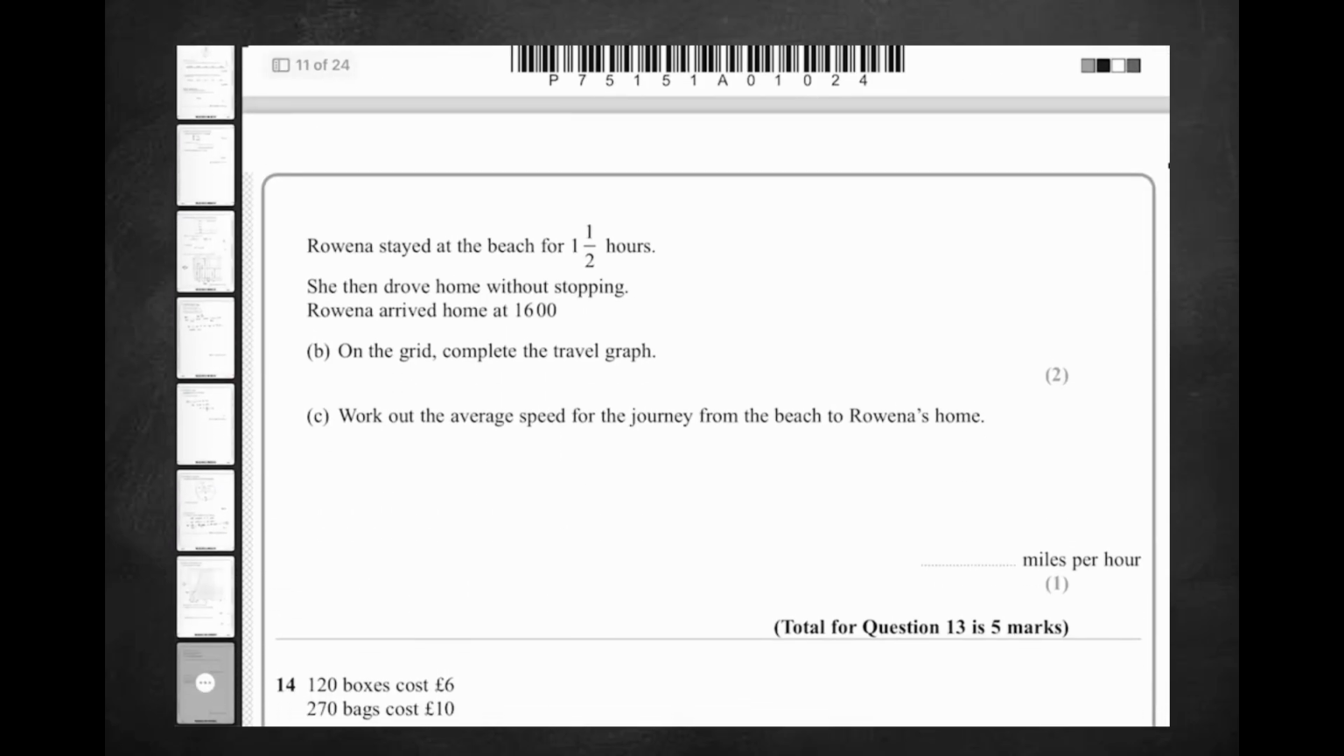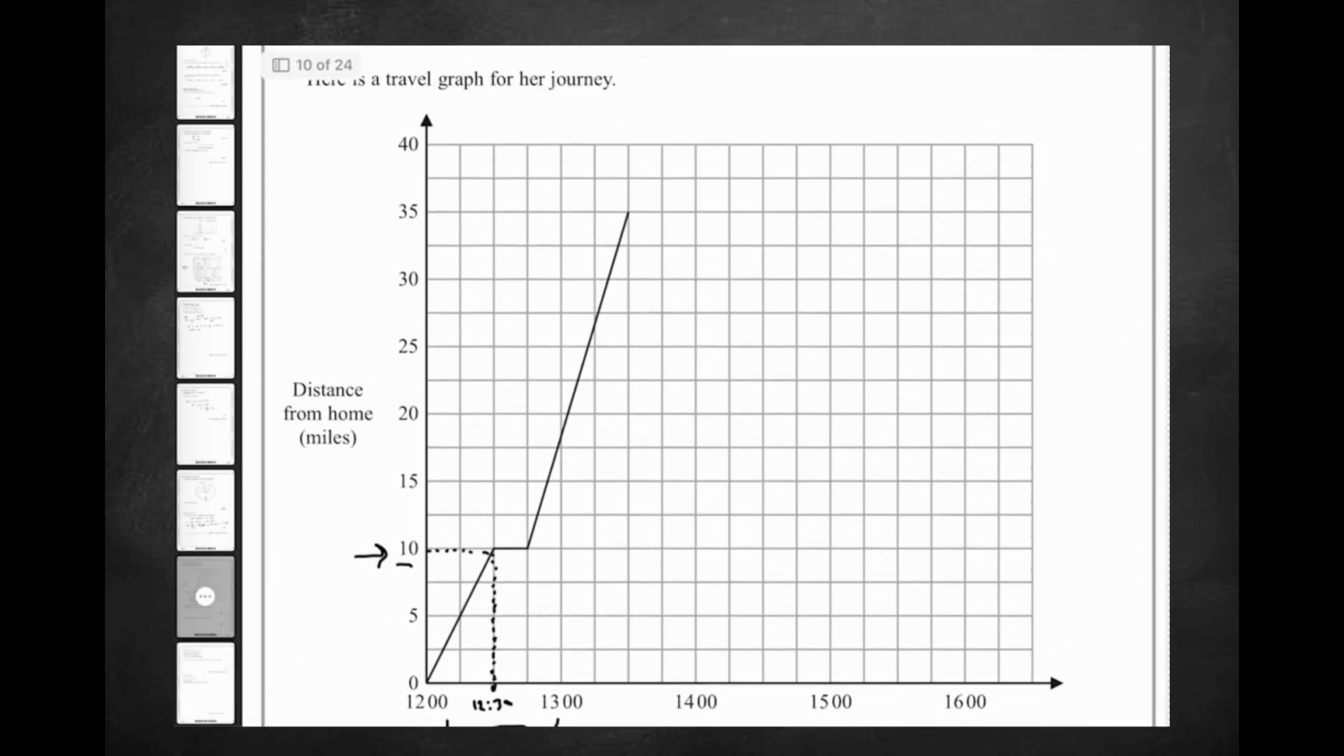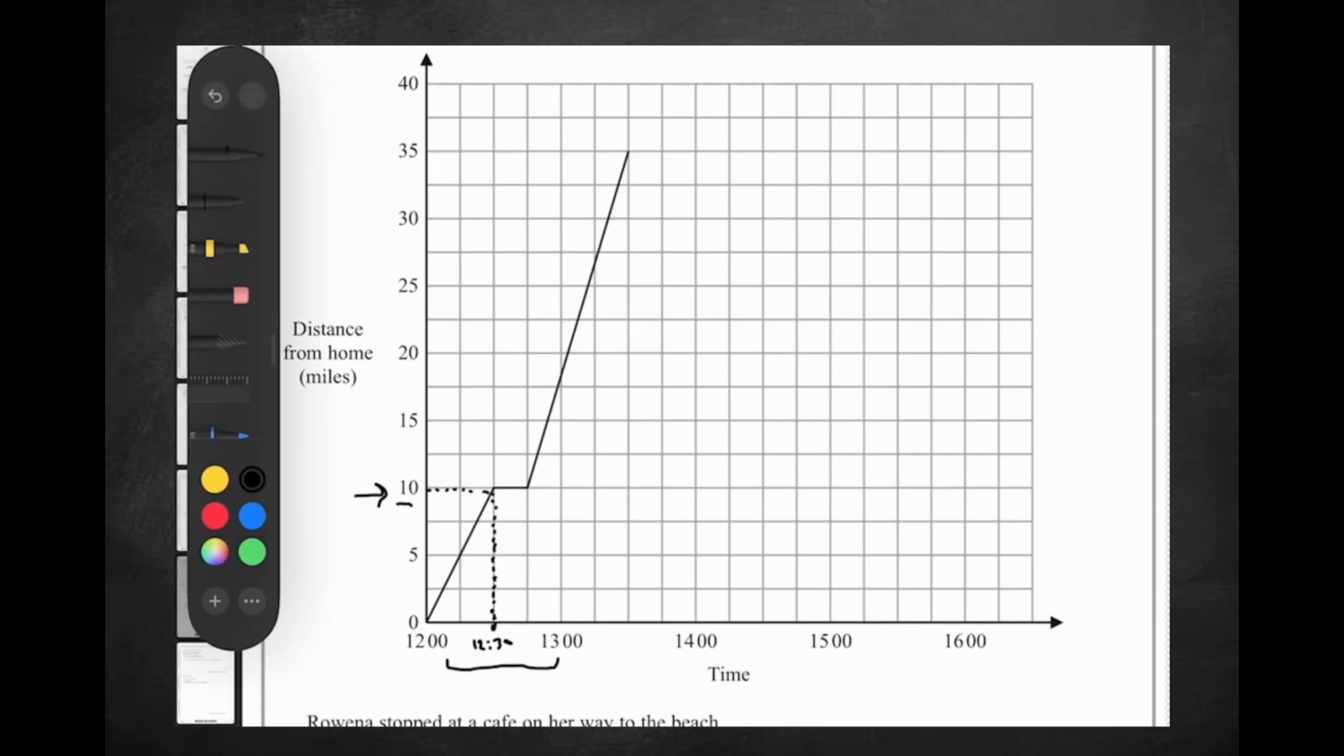Part B. Rowena stayed at the beach for 1.5 hours. She then drove home without stopping and arrived home at 4. On the grid, complete the travel graph. So 1.5 hours she was at the beach, and then she drove home without stopping. So I said it was 15 minutes per square, so we're going to need to do 6 squares of her not moving for 90 minutes, for an hour and a half. That takes us to 3 o'clock. And then they said she's driven home without stopping, so we're going to say that is one straight line, as best we can do, to 4 o'clock when she got home.